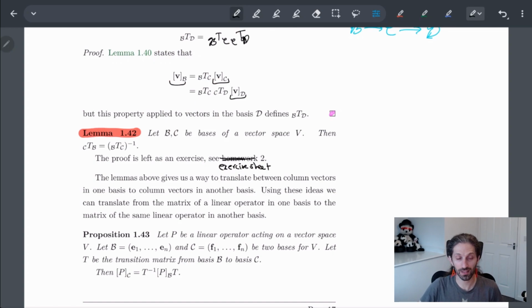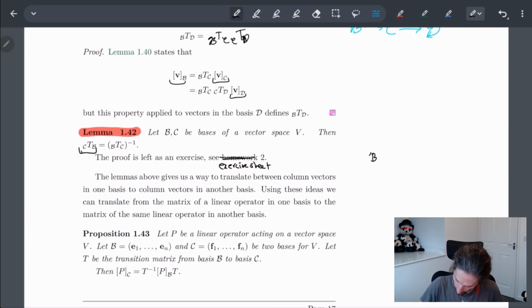Then what we have is the transition matrix from C to B. This is just the same thing as the inverse of the transition from B to C. So in other words, if I go from B to C, this one we said is B, T, C. The reverse, which is normally denoted C, T, B, this is just the inverse of the first one.